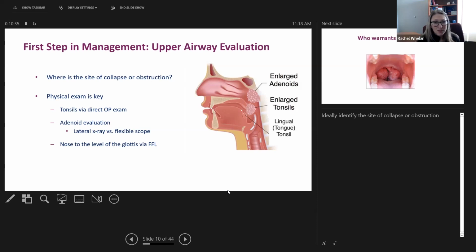The other components of the physical exam in pediatric patients generally comprise an adenoid evaluation. We can evaluate adenoids in the back of the nose one of two ways. Either get a lateral X-ray to see if there is a soft tissue density at the level of the nasopharynx, or, as long as you can hold the kid down gently and parents are okay with about 30 seconds of crying, we usually just use a flexible scope to take a peek at the back of the nose in the clinic setting. So we're assessing the airway from the tip of the nose to the level of the glottis.